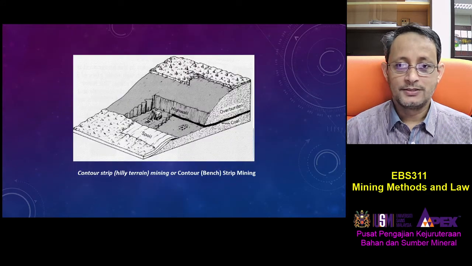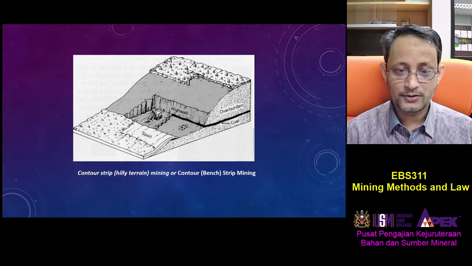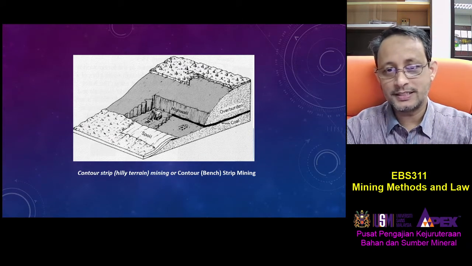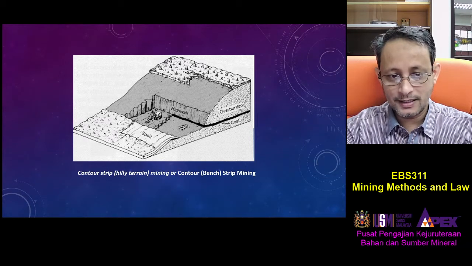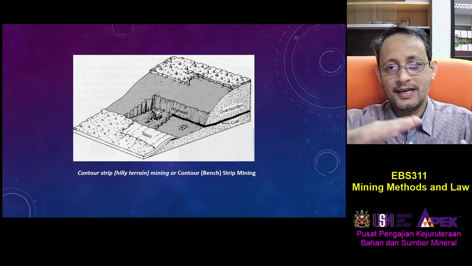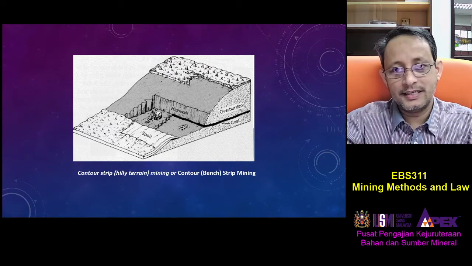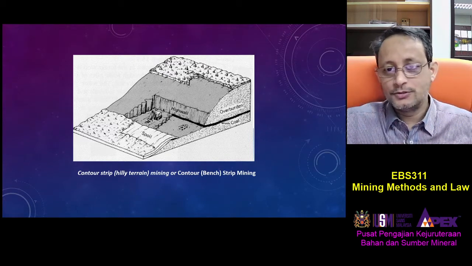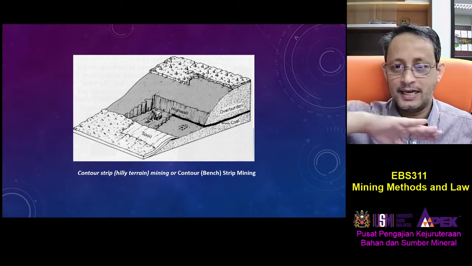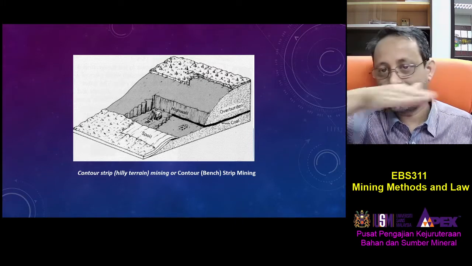All right, so this is one of the things that I mentioned just now, which is contour stripping. The one I showed previously is area stripping. This is the high wall. Contour stripping: they are at the hillside. At the hillside they cut and then they expose, and then you get your seam accordingly from the side, and they have a contour rather than flat.